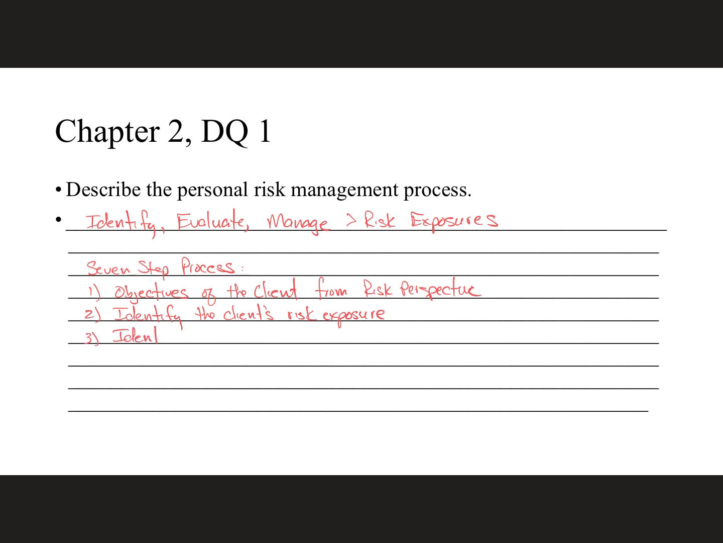We want to identify the probability of occurrence, and we want to look at the severity of loss. All right, number 4, we want to determine alternatives. So what are some things that the client can do to perhaps alleviate some of these risks? Next, we want to select alternatives.